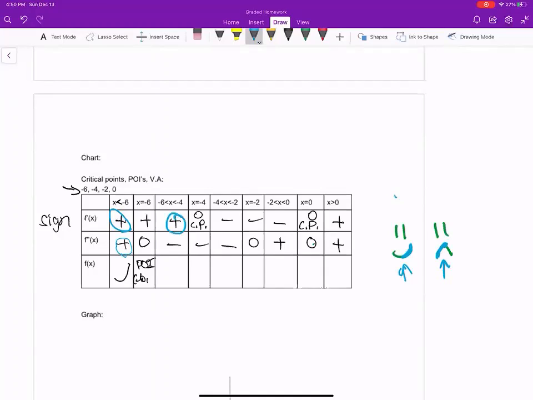Whenever the top one is positive, you're looking at the increasing portion. And the bottom one tells you whether it's a smiley face or a sad face. Okay, so now you get here. This is a local max. If you want, you guys could do it in Natalia's way.